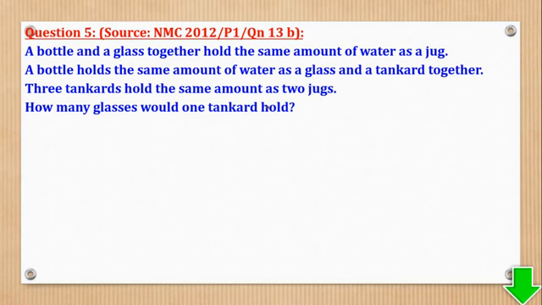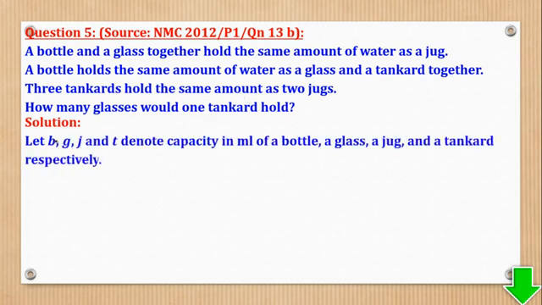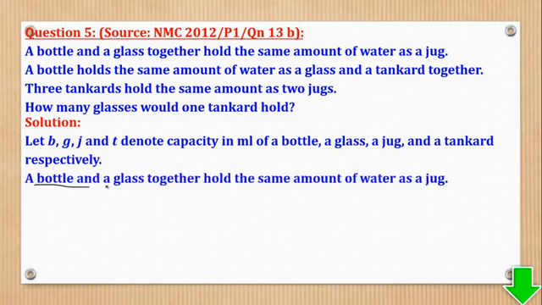So this was also a little funny, but it involved simultaneous equations. Let's go statement by statement. The first thing to do is to denote each item with a letter. B will denote bottle, G will denote a glass, J will denote a jug, and T will denote a tankard. Then we start. The first statement was, a bottle and a glass hold the same amount of water as a jar, meaning B plus G is equal to J.